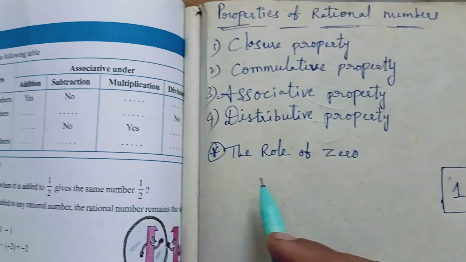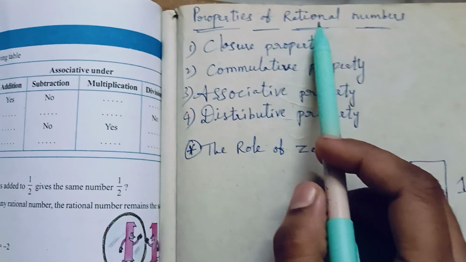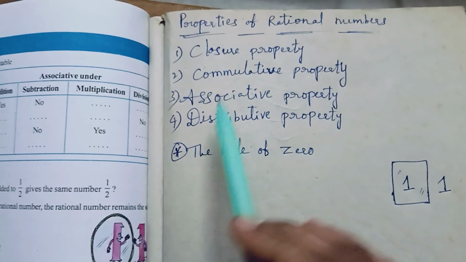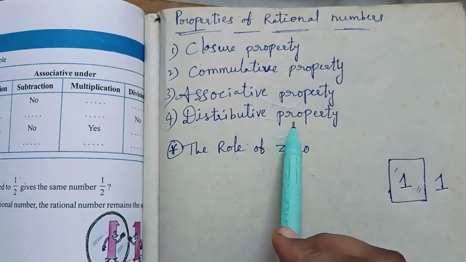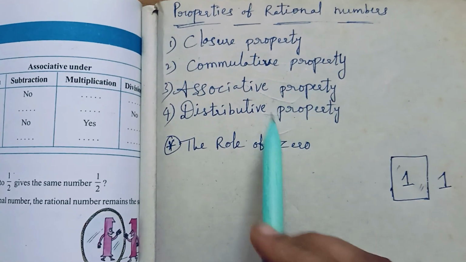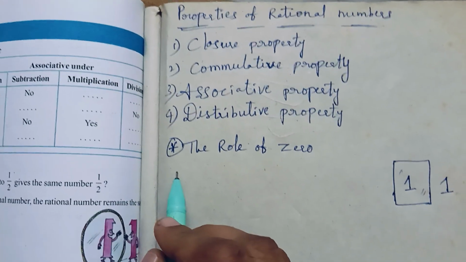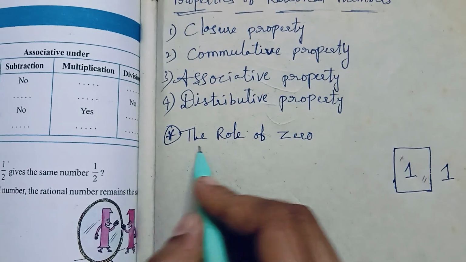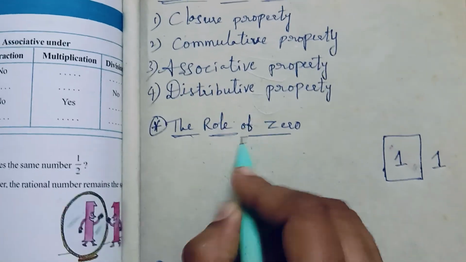In a previous class, we learnt about the properties of rational numbers: closure property, commutative property, associative property, and distributive property. Next, a small topic, but a very important one: the role of zero.